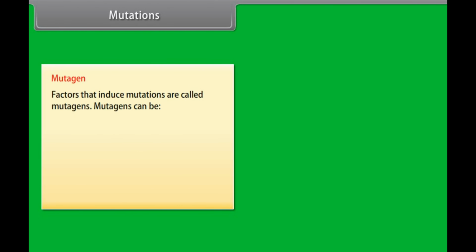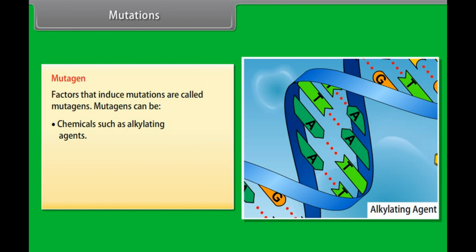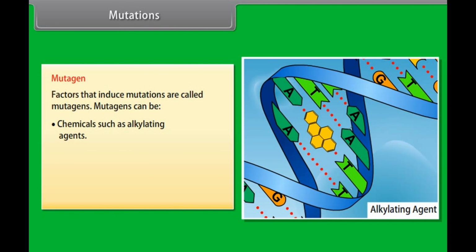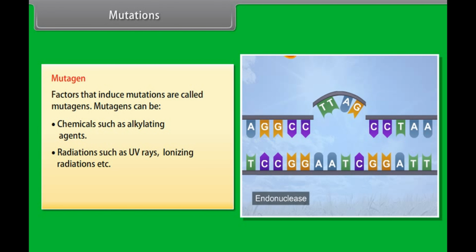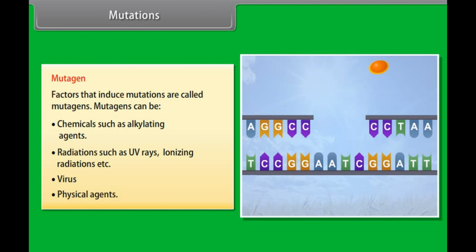Mutagen. Factors that induce mutations are called mutagens. Mutagens can be chemicals such as alkylating agents, radiations such as UV rays and ionizing radiations, viruses, and physical agents.